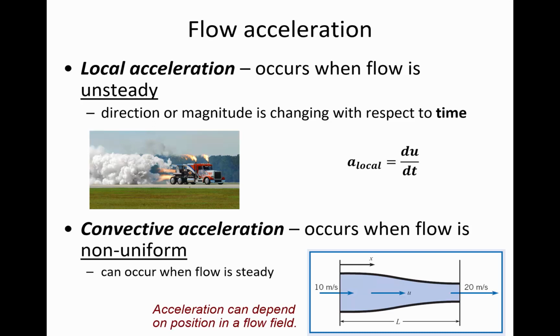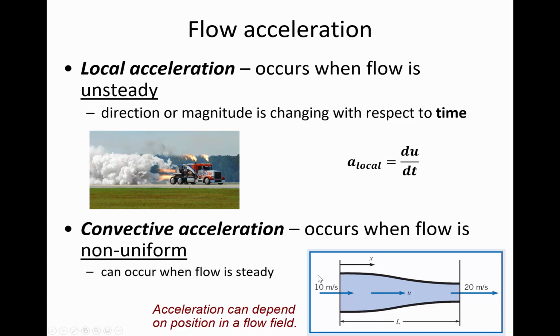Convective acceleration is when the flow is non-uniform. You can see in this nozzle that on the left side, where the diameter of the opening is relatively large, the velocity is 10 meters per second. But then the diameter of the nozzle is decreasing, and that's forcing the velocity to increase, so the water comes out of the nozzle at a faster velocity than it entered.